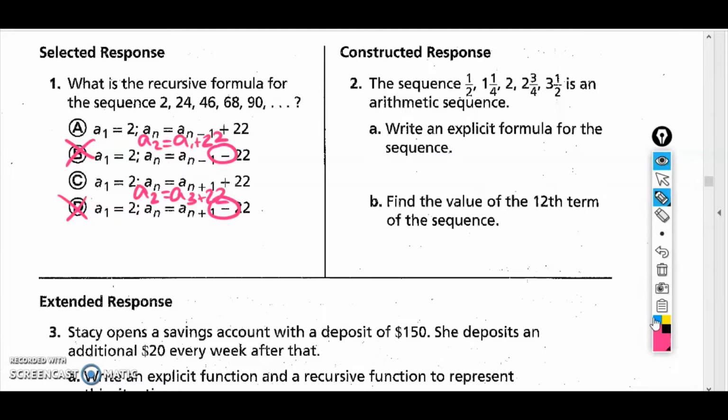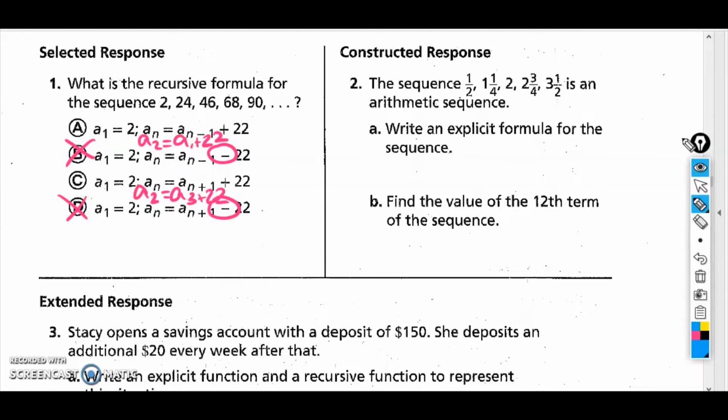Number 2. The sequence 1/2, 1 1/4, 2, 2 3/4, 3 1/2 is an arithmetic sequence. Write an explicit formula for the sequence. There is a formula for finding explicit arithmetic sequences. The explicit formula is a sub n, that's the general one, equals whatever the first term is, a sub 1. A sub 1 just means the first term. If I had a sub 2, that'd be the second term, and a sub 3 would be the third term. Then plus whatever the difference is, times n minus 1. And n just means whatever term I'm looking for.